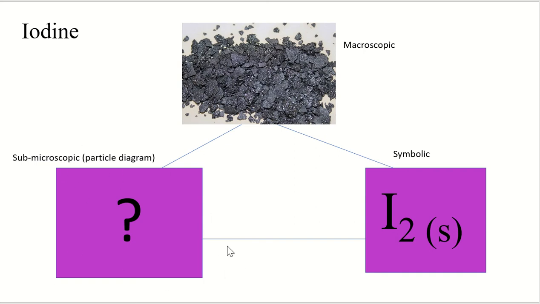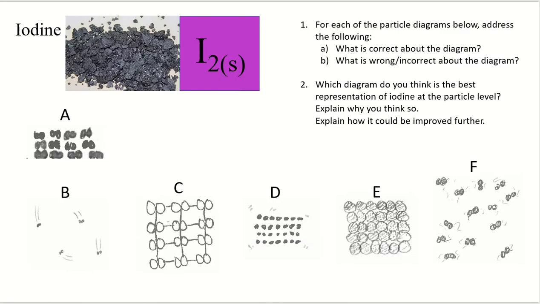Submicroscopic level, that was the piece that we were really focusing on you guys drawing. And on the next slide, we're going to have an example or set of examples of what people came up with for that particle level diagram. So same process. What we want you to do, pause the video. For each of the pictures, A through F, write what is correct, what is incorrect, and then number 2, write which one you think is the best, explain why, and explain how it could be improved further. Pause the video now.